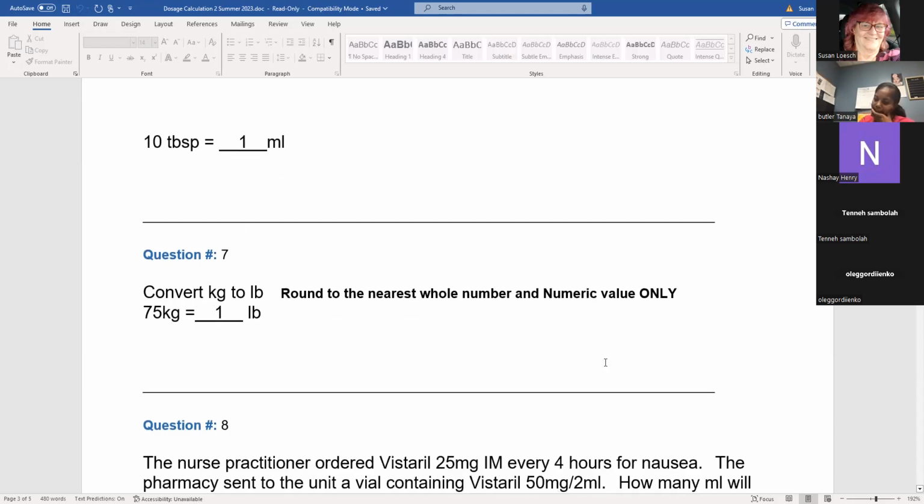Same thing when you're going from kilograms to pounds, you have to multiply. Kilograms is what we like to weigh ourselves in when we're women, right? Because it's a smaller number. So if you're going towards pounds, pounds is going to be a bigger number. That means you have to multiply. 75 times 2.2 is 165. Okay, that's your answer then.